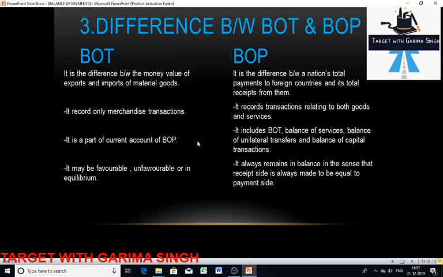Balance of payment is a wider concept as compared to balance of trade, which is just one of the four components of the balance of payment. The other three components of balance of payment are export and import of services, unilateral transfers, and capital receipt. Balance of trade does not include any of these three components. It just includes export and import of goods. Therefore, balance of payment represents a better picture of a country's economic transactions with the rest of the world than balance of trade. This is their differentiation.